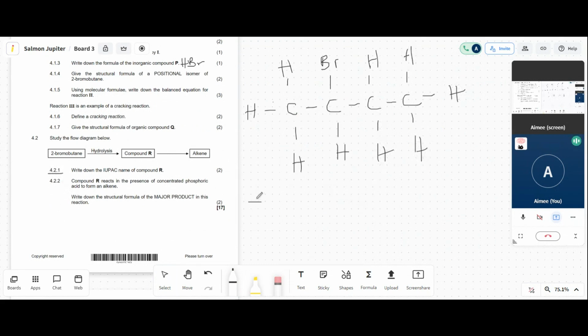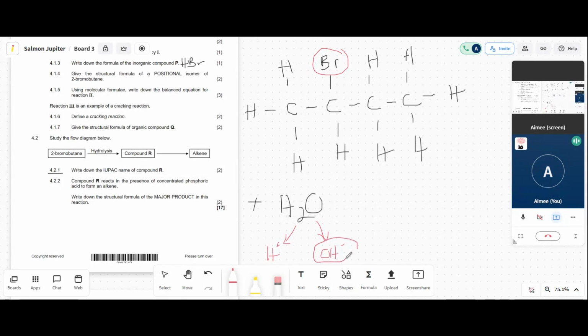Now, it's a substitution reaction, hydrolysis, so we add H2O. So what happens? Br gets split from our alkane. H2O splits up into H positive and OH negative.